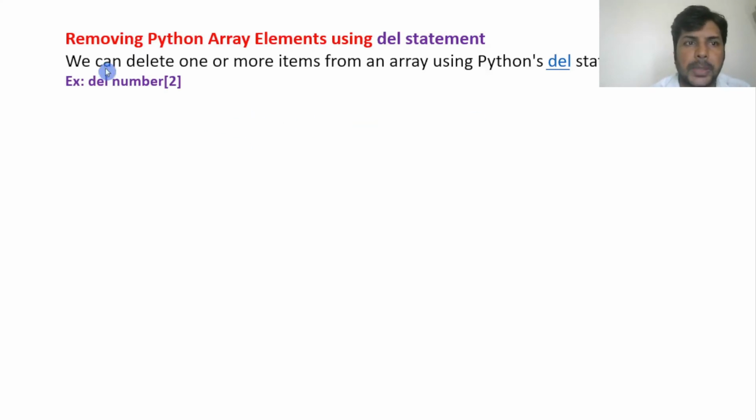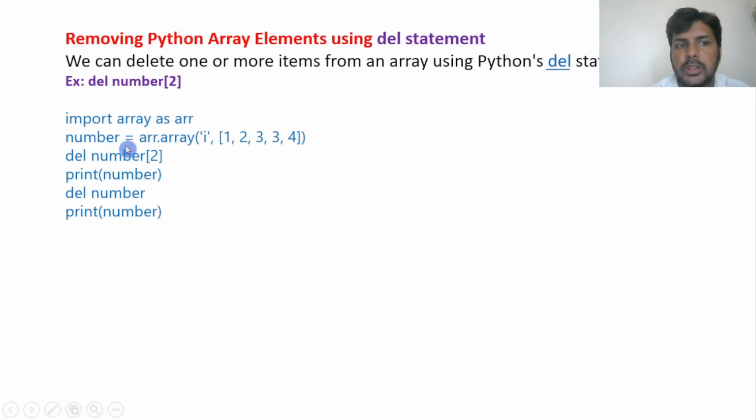Coming back to our topic, now let us see how we can remove Python array elements using the del statement. If you want to delete only a single item, you have to give an index number, for example del number[2]. Here you can see I have given number equal to array of 1 2 3, and I have given 4 as well.